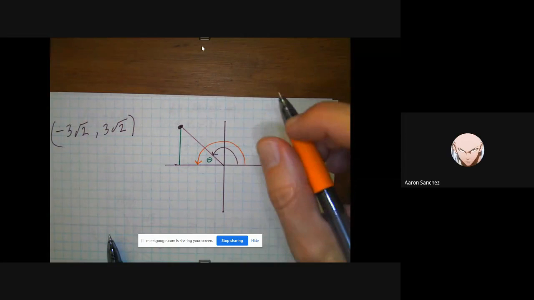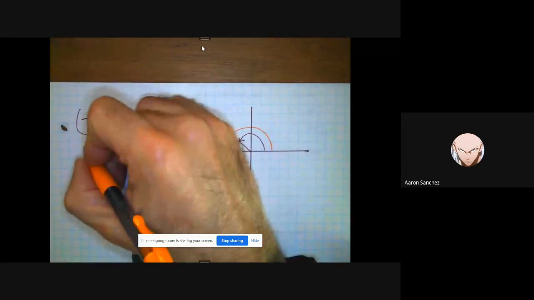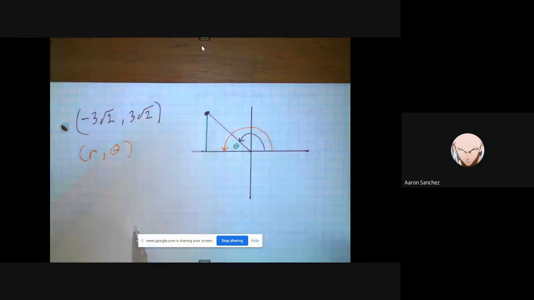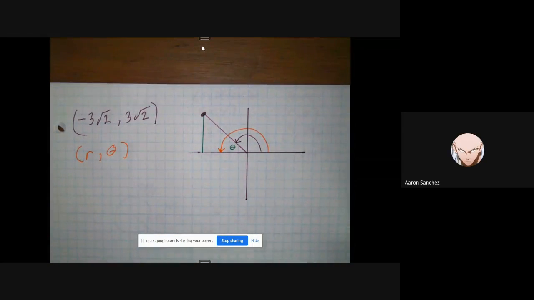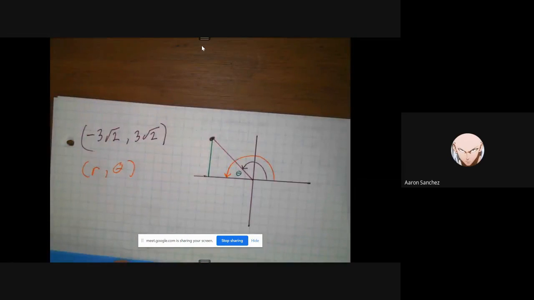Or we also have to solve for the radius, right? So we're going from x, y, and we want to solve for r, comma, theta. Since I went on theta, let's do theta first. I'm going to draw a bigger triangle here, just for presentation's sake. You guys don't need the bigger triangle.